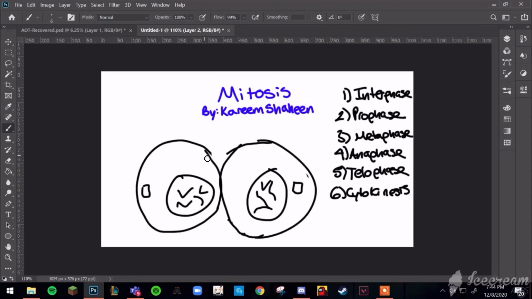And the final question is, what would happen if the sister chromatids failed to separate? This would result in one of the cells having an extra chromosome, and the other one would be missing a chromosome. Okay, that is all of the different parts of mitosis, and as well some questions that generally go along with it.